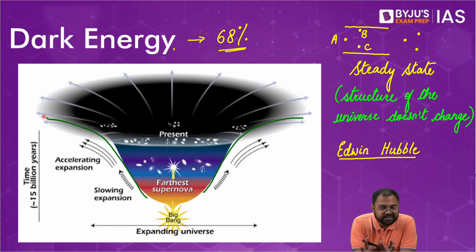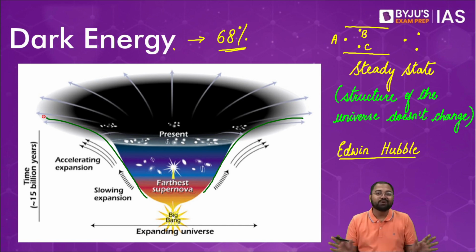We just know that there is some kind of energy that is leading to this accelerated expansion, but we don't know what kind of energy. We don't know what this energy is. We do not know the properties of this energy. So that's why we are calling it dark energy, because we are in the darkness. We do not know what this energy is, so hence we named it dark energy.